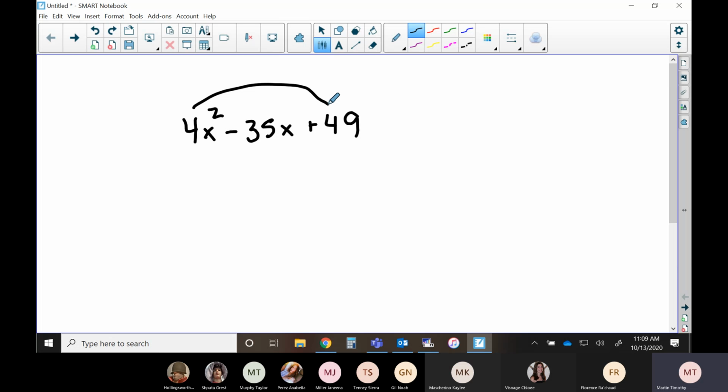4 times 49 would be what? What's 4 times 50? 200, but minus 4. Do you guys understand why I did that? I don't have 50 fours. I have 49 fours. 50 times 4 would be 200. If I take one of those 4s away, I get 196. That's how you can multiply in your head without using a calculator. So I need two numbers that multiply to 196.